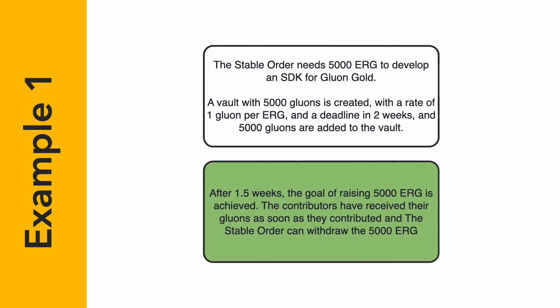Then let's suppose that after 1.5 weeks, the goal of raising 5,000 ergs is achieved. The contributors will have received their gluons as soon as they have contributed, and the Stable Order will be able to withdraw 5,000 ergs immediately after the goal has been achieved.